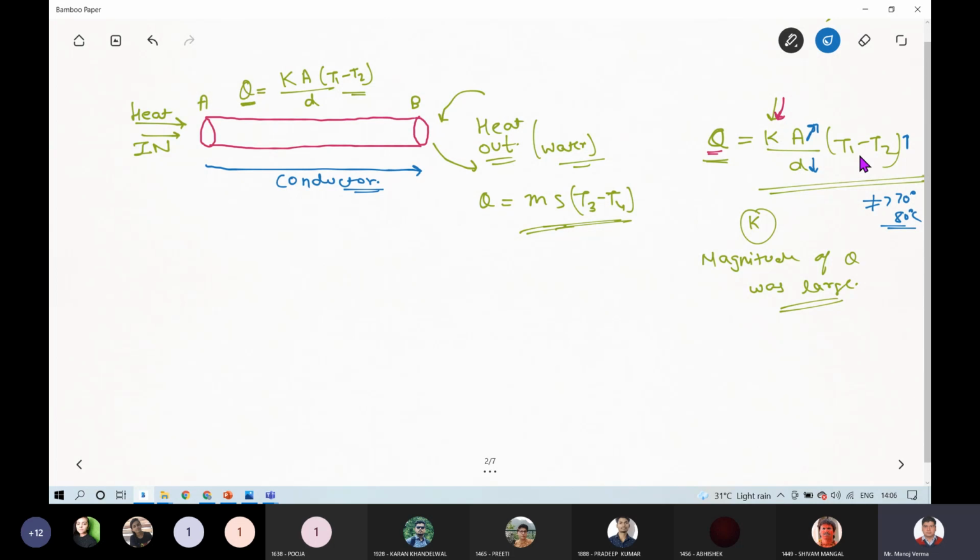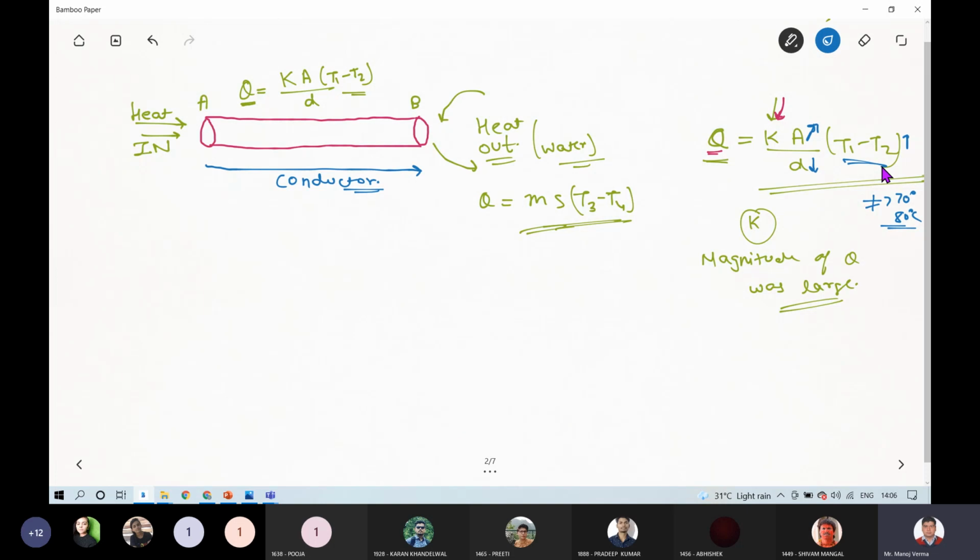So T1 and T2 have their own restrictions, but yes, we can increase the area of cross section and we can decrease the length of the specimen so that the amount of heat transferred from a bad conductor in a similar methodology can be increased. The amount of heat transfer can be increased if we increase the area of cross section and if we decrease the length of the specimen.